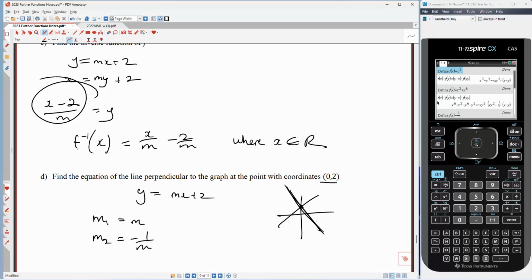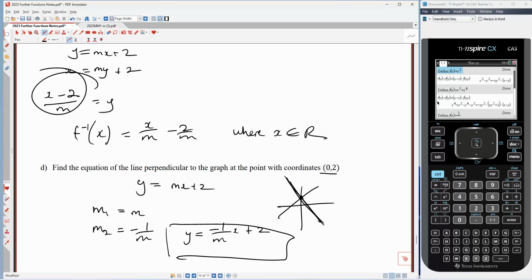And I know it also goes through (0, 2), so it's going to have the equation y equals negative 1 over m, x plus 2. So there it is. Same y-intercept, but the gradient is going to be negative 1 on m.